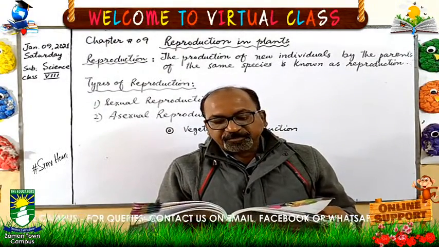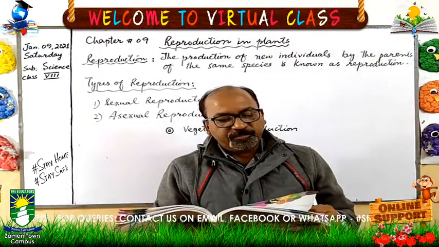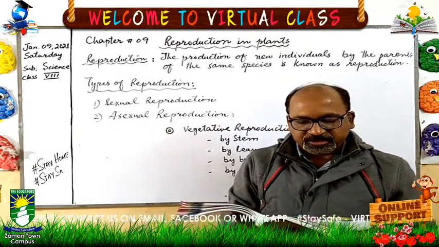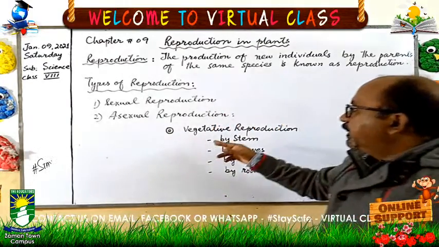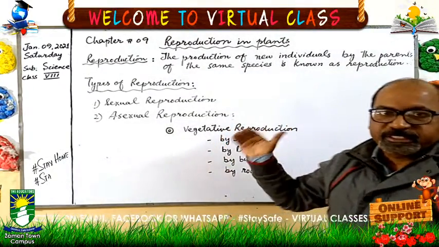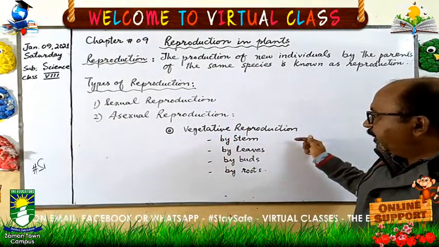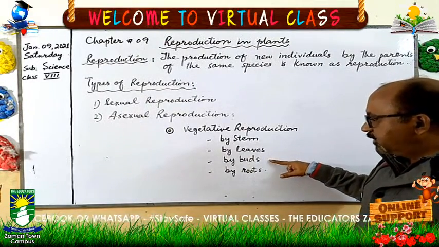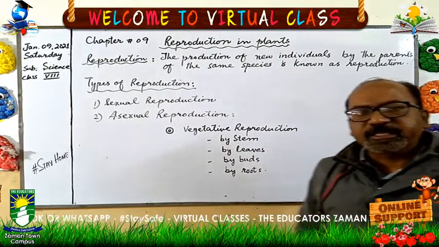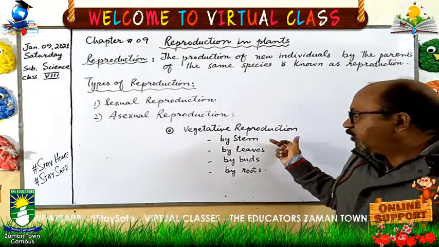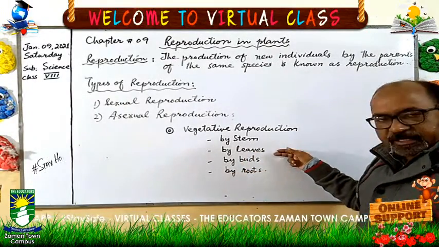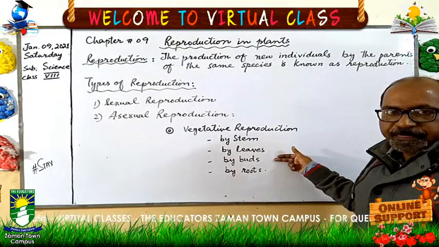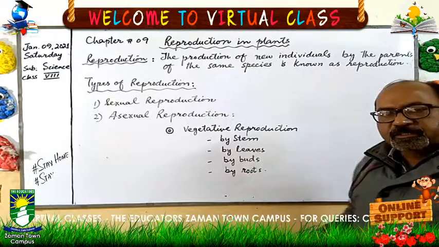So this type of reproduction does not involve two parents. So this is called vegetative reproduction. And let's see the ways of vegetative reproduction. Vegetative reproduction can be by the stem, by the leaves, by the buds, and by the roots. Let's see examples of which plants can be grown by the stem, which by the leaves, and which can be produced by the buds and the roots.